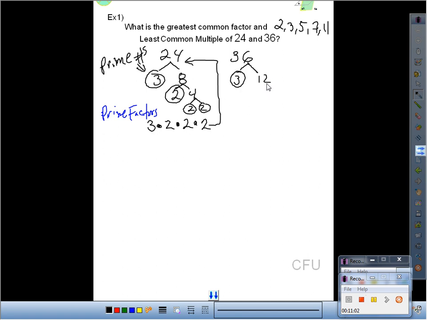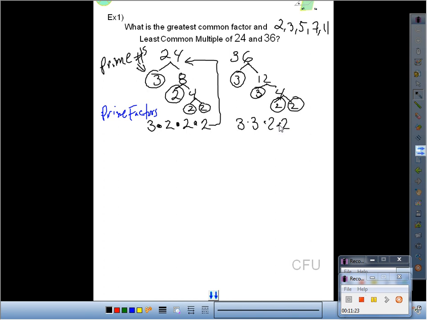This is a composite, so I open 2 more branches. How about this one? 3 times 4. Circle the 3, go to 4. This becomes 2 times 2, and I don't have any more composites left over. So all these are my prime numbers. However, I write them like this: 3 times 3 times 2 times 2.